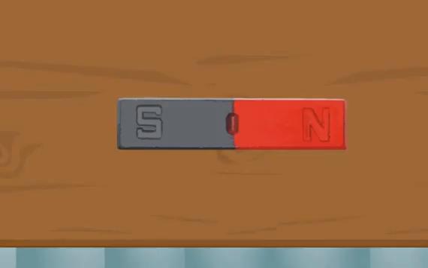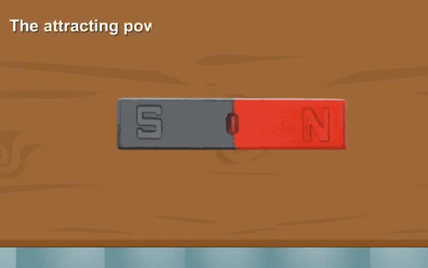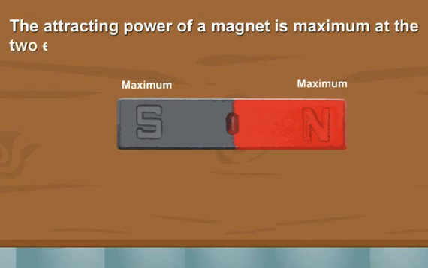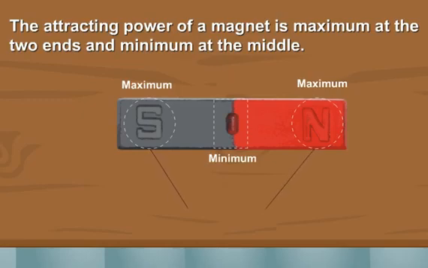Now, let us learn about the other property. Students, poles of a magnet are located near the ends. The attracting power of a magnet is maximum at the two ends and minimum at the middle. Students, these two ends of a magnet are called the poles of the magnet.